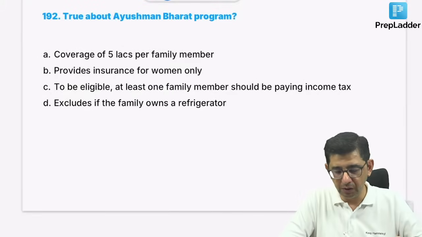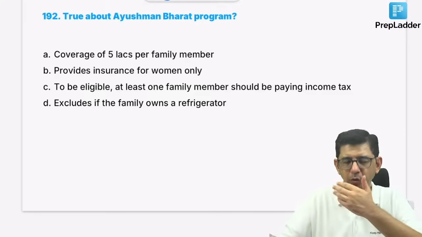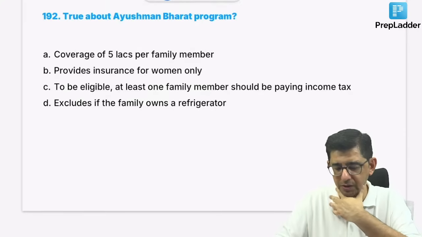Okay, let's move to the next one. Few remaining ones here. Two about the Ayushman Bharat program. So quick comments there.